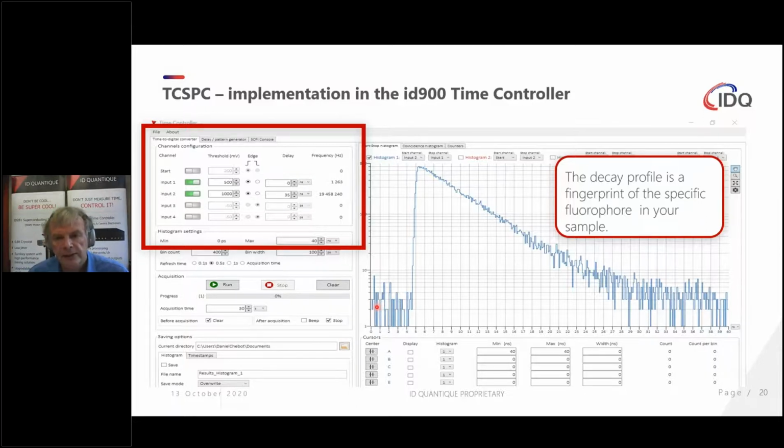So on the right-hand side, you can see the decay profile. And because it is a logarithmic scale and you have a single exponential decay, it appears as a straight line. And the angle of that line tells you a bit about the fluorescence lifetime. There are many other things we can do with our time controller. You can see there are some coincidences you can measure, and you can actually look at the counts.